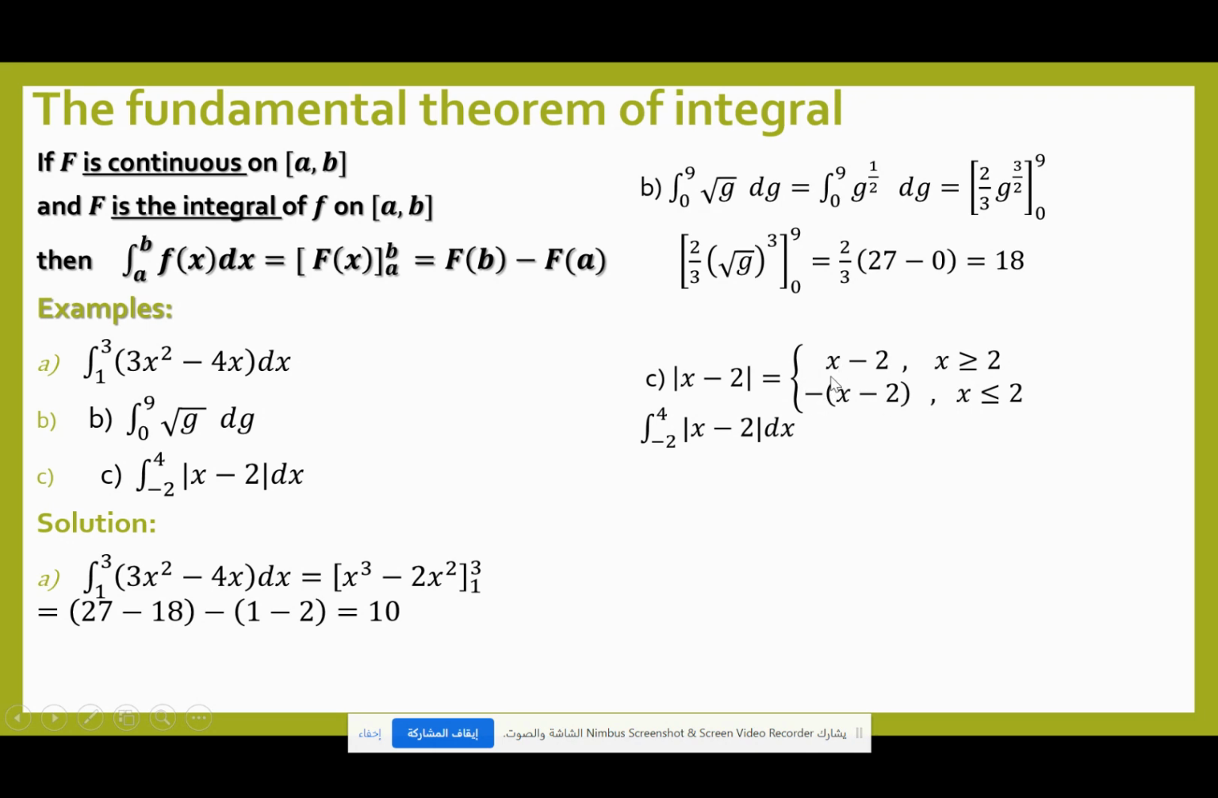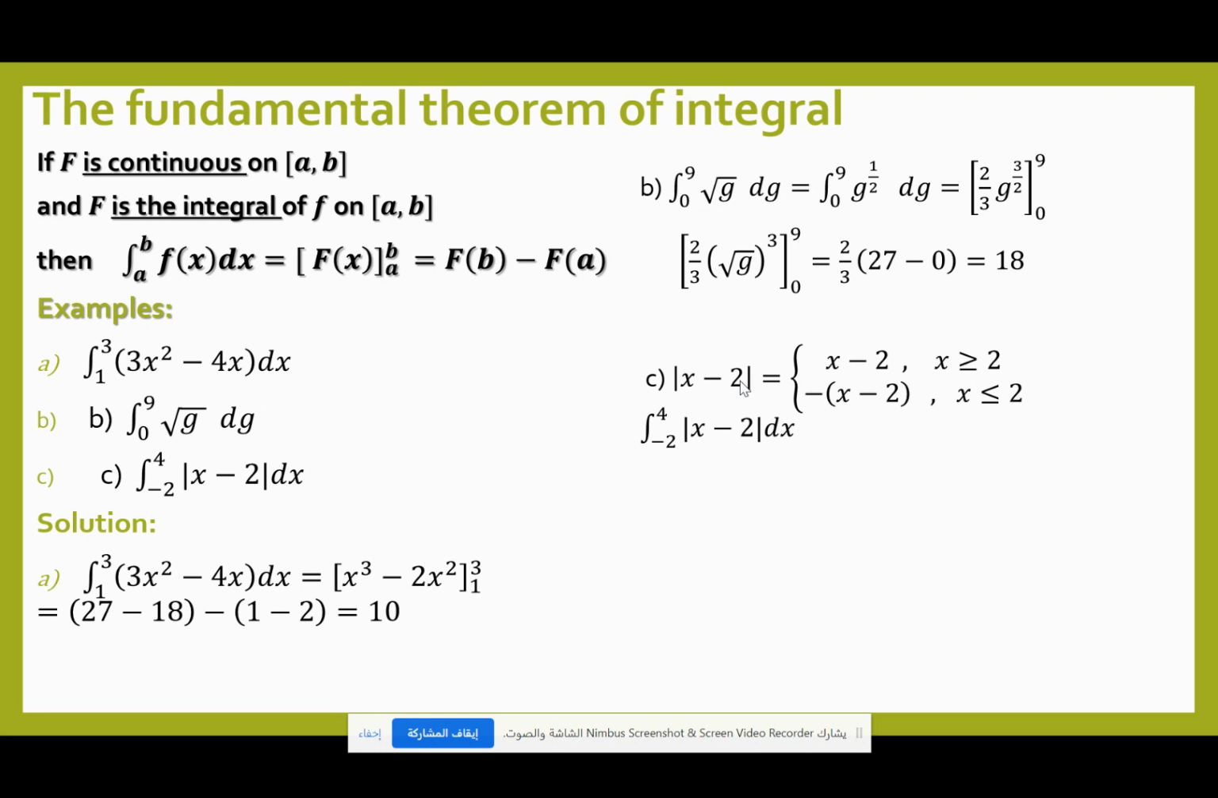So here, when the whole thing is positive, that means x should be bigger than or equal to 2. And when the whole thing is negative, that means x is smaller than or equal to 2. You can study this easily by the number line or sketch it. Or you can sketch x minus 2 with the V diagram.